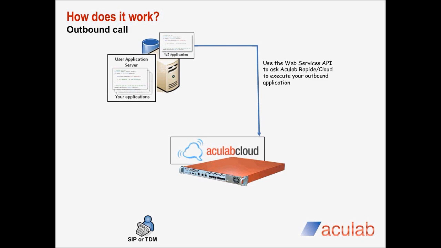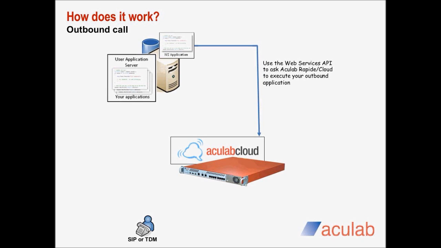An example of this would be, let's say, advertising or sending out faxes to people. You might want to do that at a certain time of day. So you could write an application using the web services API to send out faxes at, say, 7 o'clock at night to various numbers. That's an example of outbound usage.